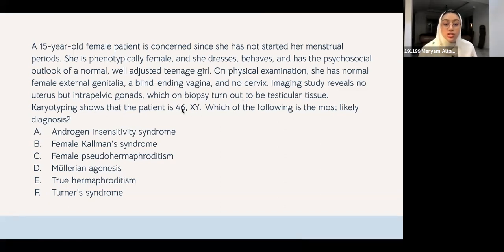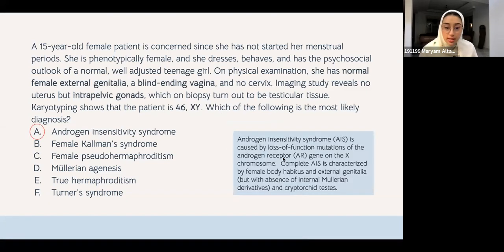Karyotyping shows that this patient is 46XY. Which of the following is the most likely diagnosis? A, androgen insensitivity syndrome, B, female Kalman syndrome, C, female pseudohermaphroditism, D, Mullerian agenesis, E, true hermaphroditism, or F, Turner syndrome. Okay, the answer is A.